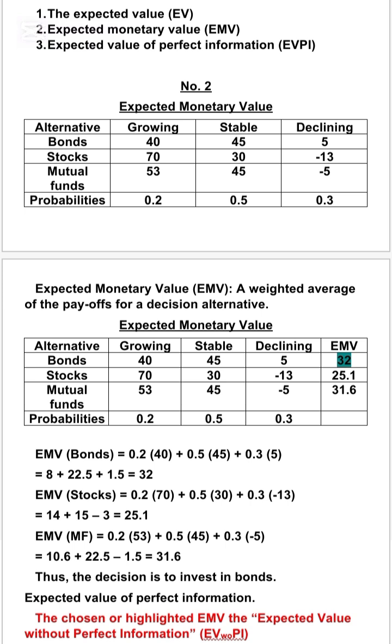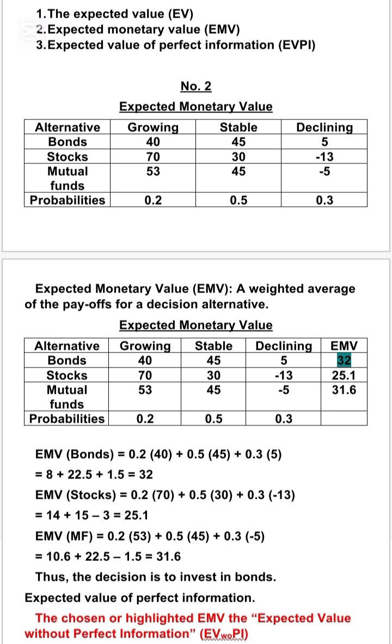Now look at the first table that I was given as an example in the notes. It gives a set of alternatives: bonds, stocks, whatever. You can see the numbers. So to find expected monetary value, which doubles as expected value without perfect information, you multiply each probability by the payoff for bonds and stocks. For bonds, it's 0.2 times 40, 0.5 times 45, plus 0.3 times 5, adding them at the end. Same thing with stocks: 0.2 times 70 plus 0.5 times 30 plus 0.3 times minus 13.